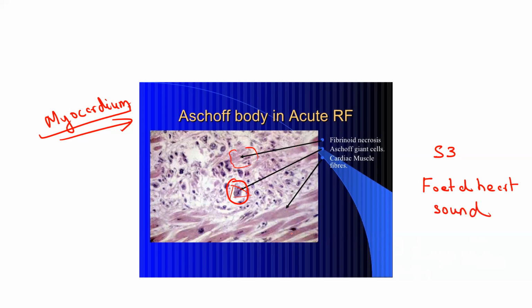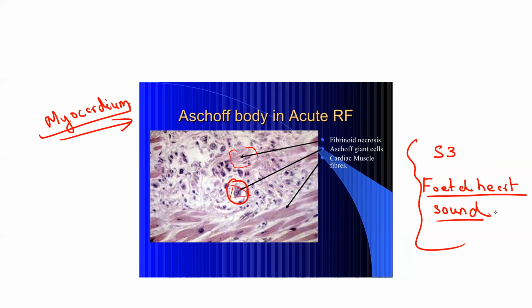See, this is what you can see microscopically. Microscopically, you can see the Aschoff bodies, but what I'm telling you now are the manifestations of carditis. In carditis, you can hear the S3 beats. You can get some features of heart failure, tachycardia, dropped beats, and the fetal heart sound. What do you understand by fetal heart sound?